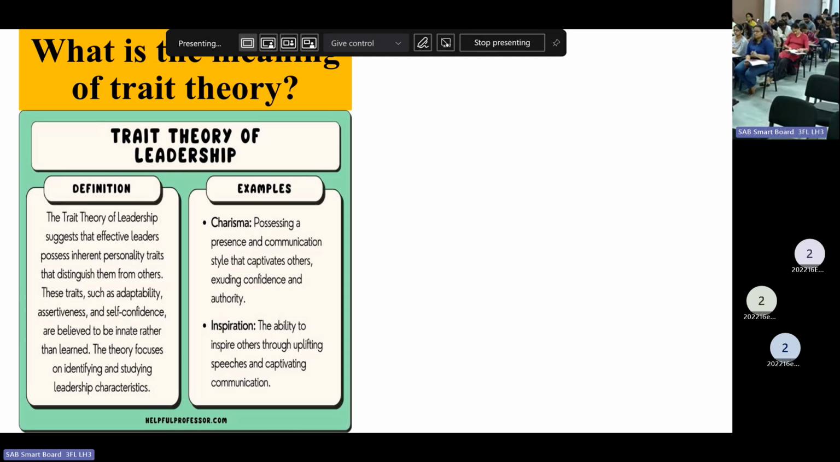Okay? That was the belief of this teacher. It may not be true. That's why I'm using the word believe. They believe, it may not be true. That was the research, and the theory believed that at that time, 1840. And they focused on identifying and studying leadership characters. So that was the approach.